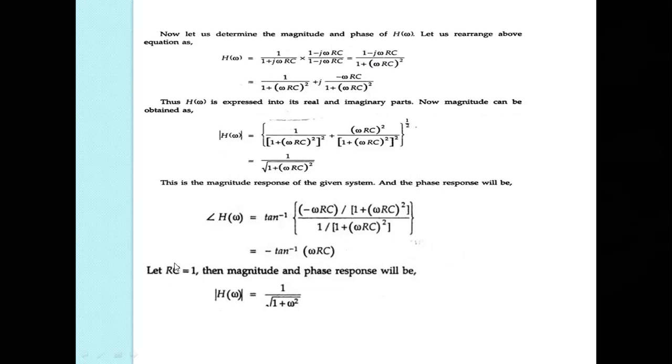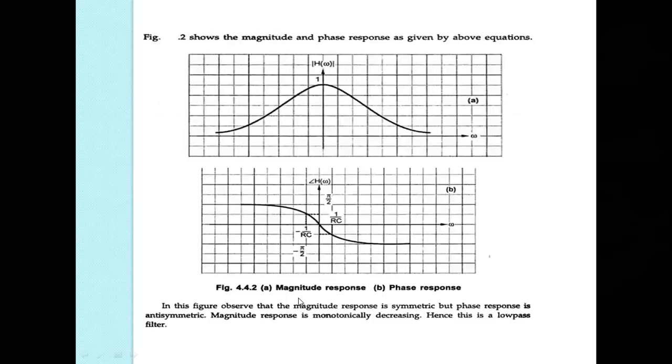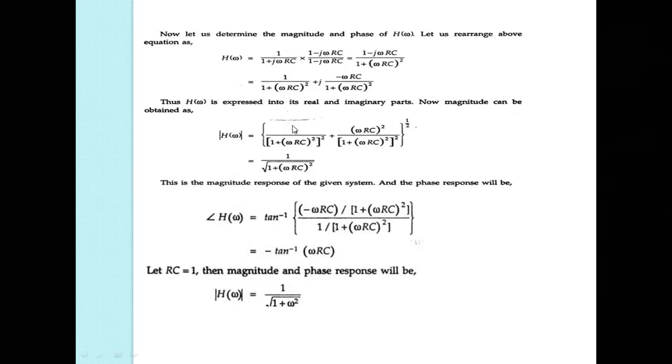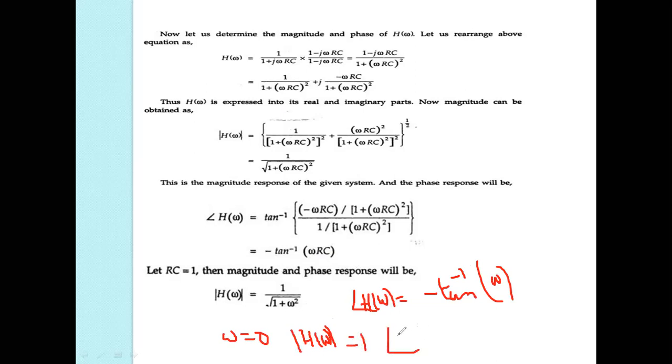Let RC be equal to 1. The magnitude and the phase responses will be, what is the magnitude here? RC is equal to 1, so 1 by under root of 1 plus omega squared. And the phase? With RC equal to 1, the angle of H of omega is equal to minus tan inverse omega. So take omega equal to 0. What happens at omega equal to 0? The magnitude of H of omega is equal to 1, and the angle of H of omega is equal to minus tan inverse 0, which is 0.